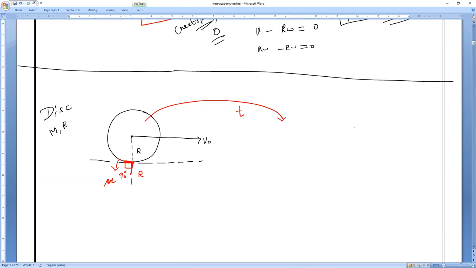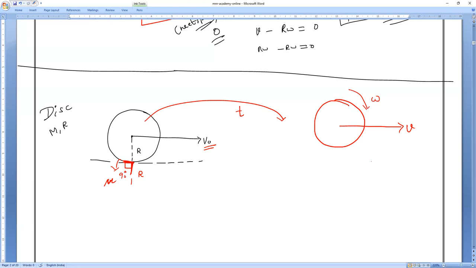After a certain time, be very careful, due to the friction, the velocity of this disk will become V. So velocity changes from V naught to V after a certain time. You understand? Now let me take the angular velocity as omega.